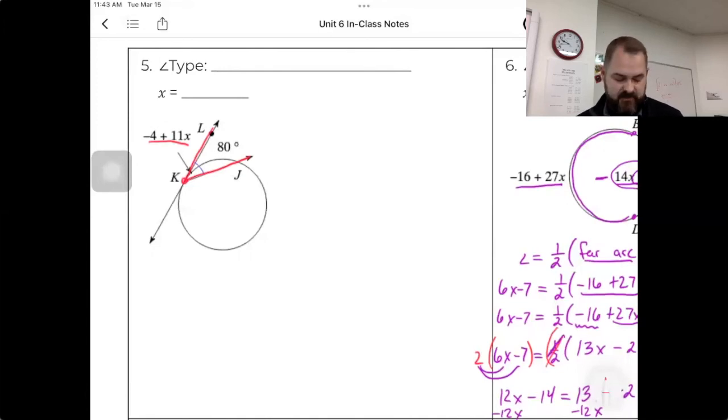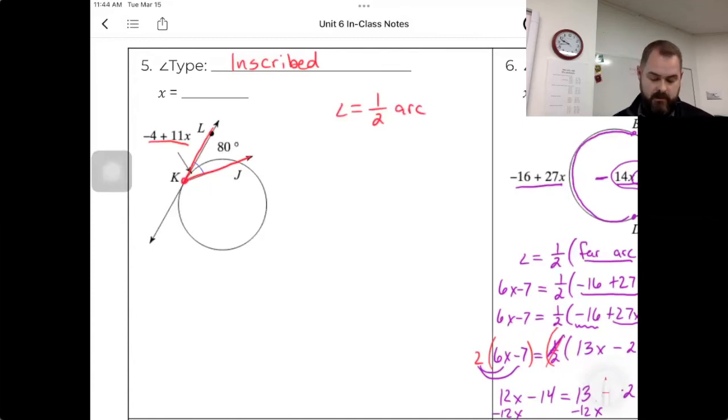This angle type has a vertex on the circle, so it is an inscribed angle. And that angle to arc relationship, that formula, is angle equals half of just arc. There's only one arc we're using here. And so as we go through this, we need to fill in what we have. Now, the angle expression is -4 plus 11x. So I replace my angle symbol with that. And my arc, the arc that is connected from one side of the angle to the other side of the angle, or in this case, the vertex, is actually 80 degrees. So that's my arc.